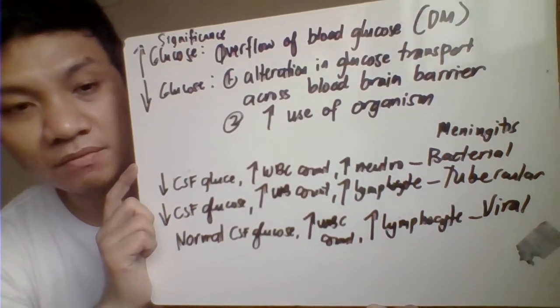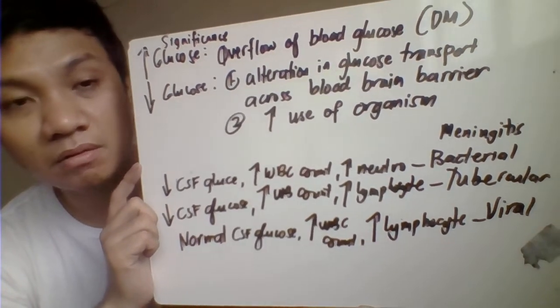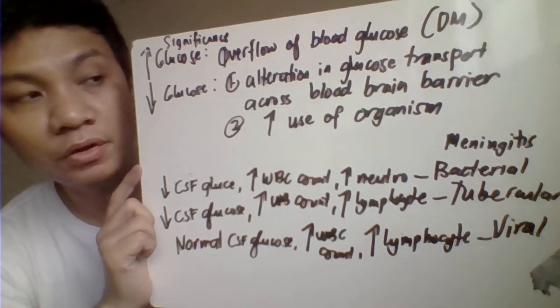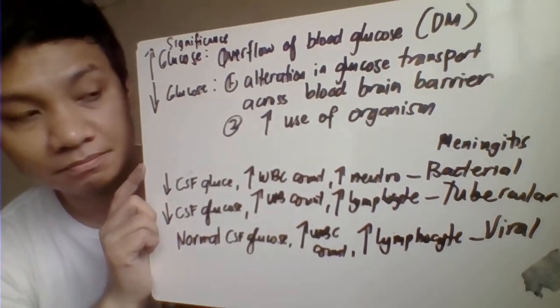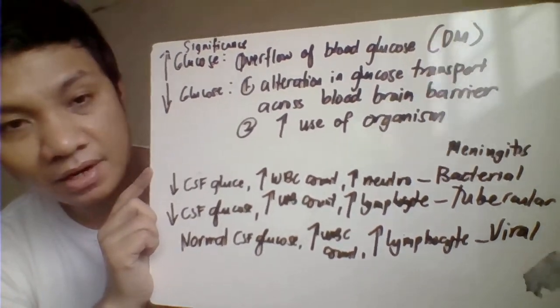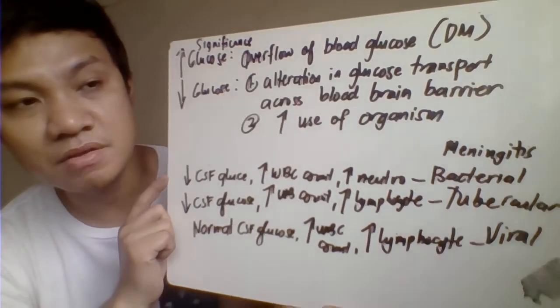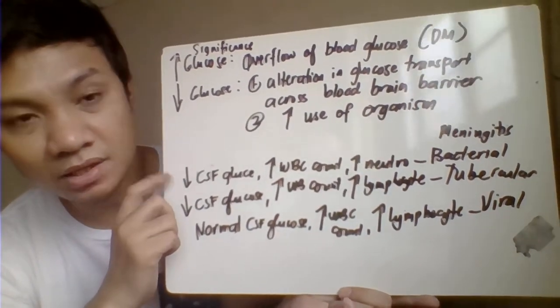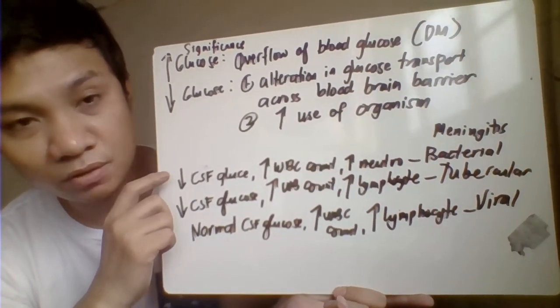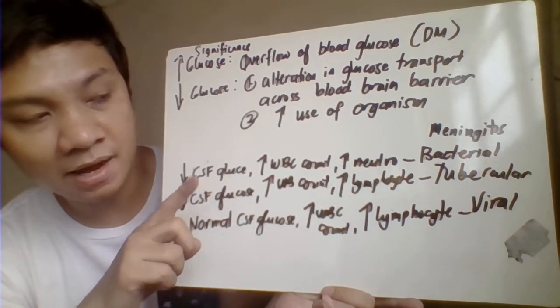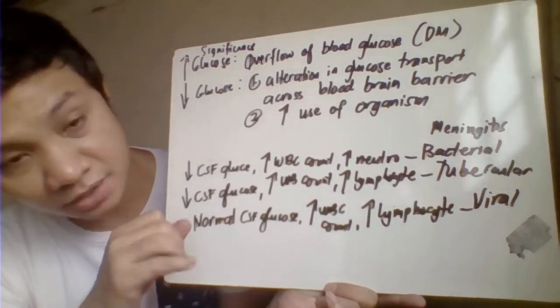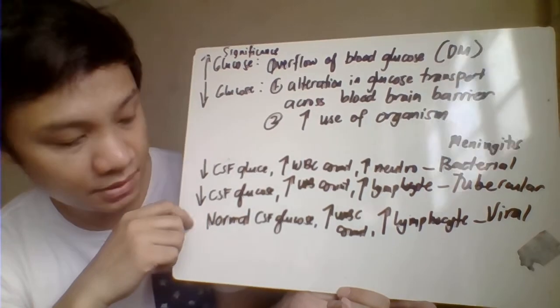Decreased because of the alteration in the transport of the glucose across your blood-brain barrier, and for continued use by the microorganisms. Then we have here the differentiation between your different meningitis. So we have decreased blood glucose, decreased CSF glucose, increased WBC count. You have also increased neutrophils that signify bacterial meningitis.